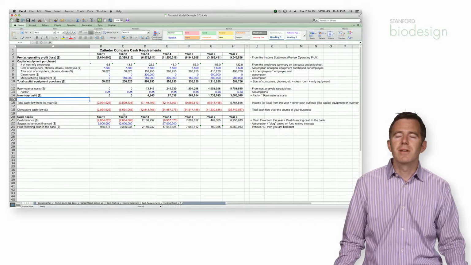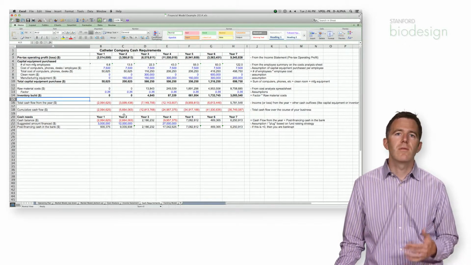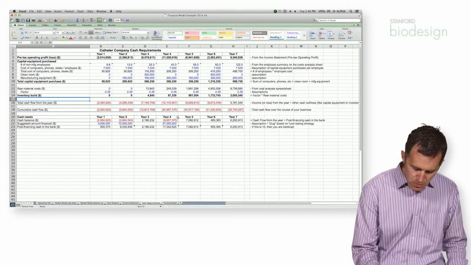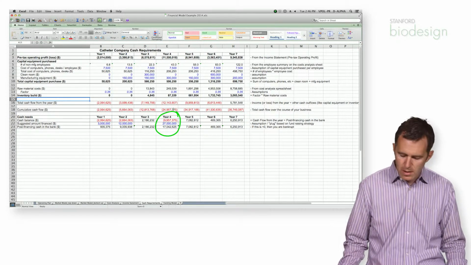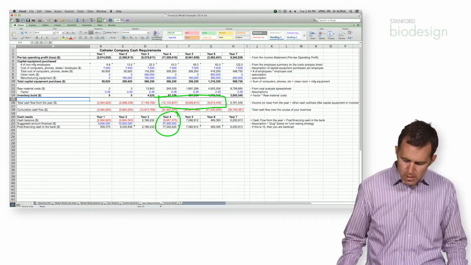Finally, in year 4, the company needed to raise enough money to cover all of the costs of commercialization, which is why you see a much larger number here to cover all of the significant costs that are associated with years 4, 5, and 6.